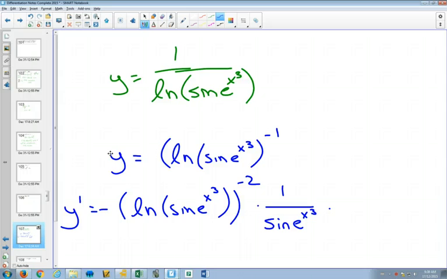Then what's the function inside a natural log? Sine. Derivative of sine is cos e to the x cubed. What's the derivative inside of the sine? Notice how I'm always going back to the original function when I'm looking for what's inside. Don't get caught up looking inside your derivatives' insides.